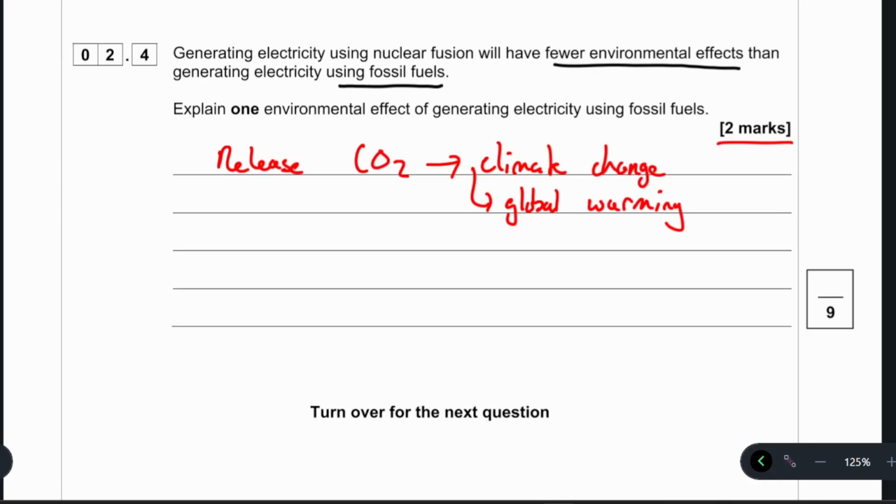Remember, it's 2 marks in this case, so we need 2 different points. So this would be our first point, the fact that it releases CO2, and the second point is the effect that this has. So you need both of them for the 2 marks. And that is question 2.